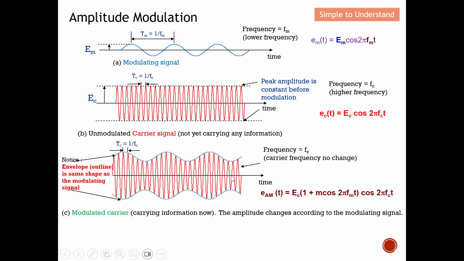So how to express this equation will be in this form. On my next slides, I will give you a little bit more detail on how to describe the modulated signal in the equation. But at this moment, this is the equation to describe the amplitude modulated signal. This is the modulated carrier that carries the information now. You can see that the amplitude changes according to the modulating signal. So this is on the amplitude modulation.